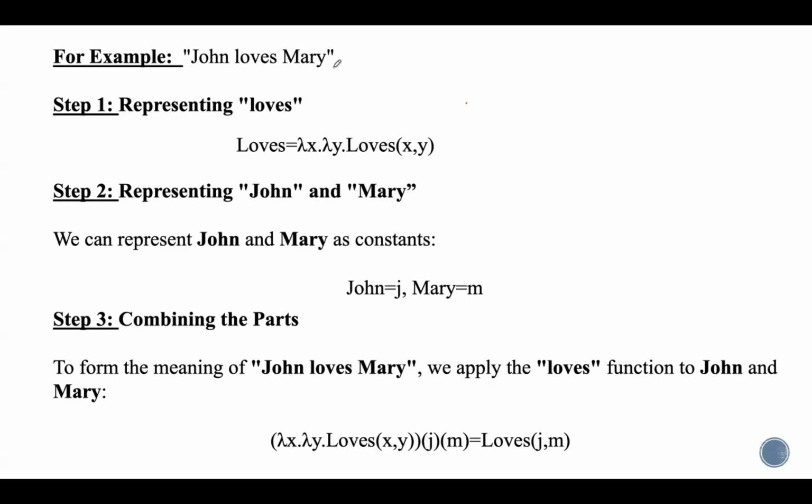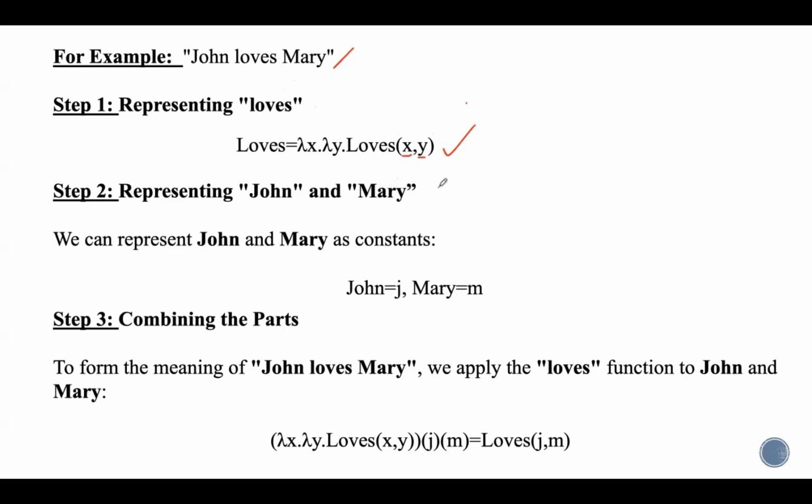Let us see this example: John loves Mary. In this sentence, loves is a transitive verb that requires two arguments, subject as well as object. And in lambda calculus, loves can be represented like this. So, which means loves is a function that takes a subject x and an object y, and it returns whether x loves y or not.